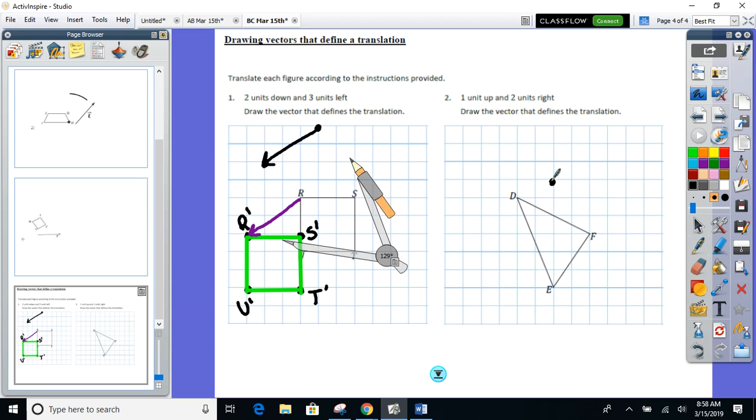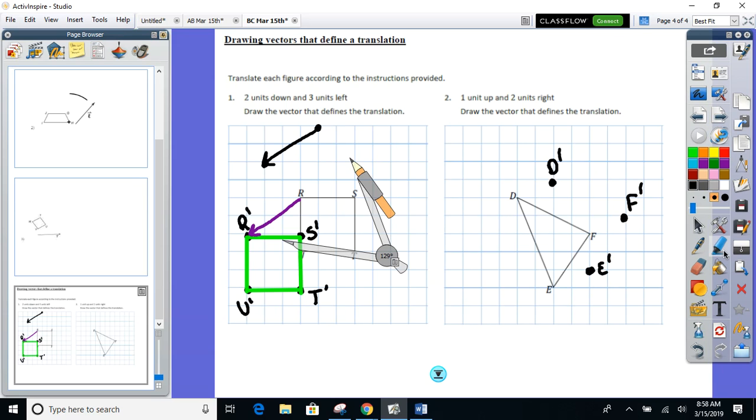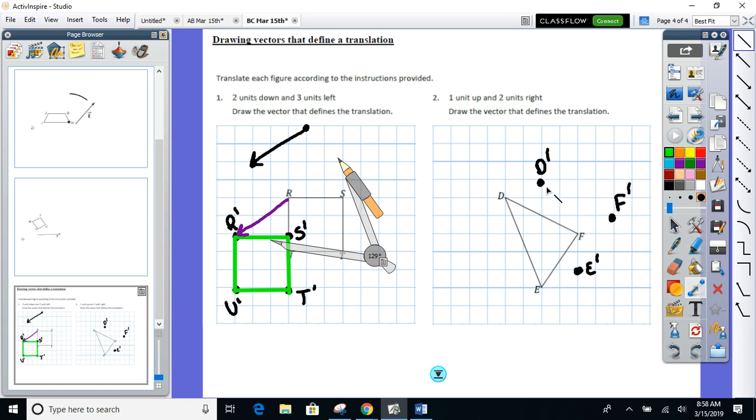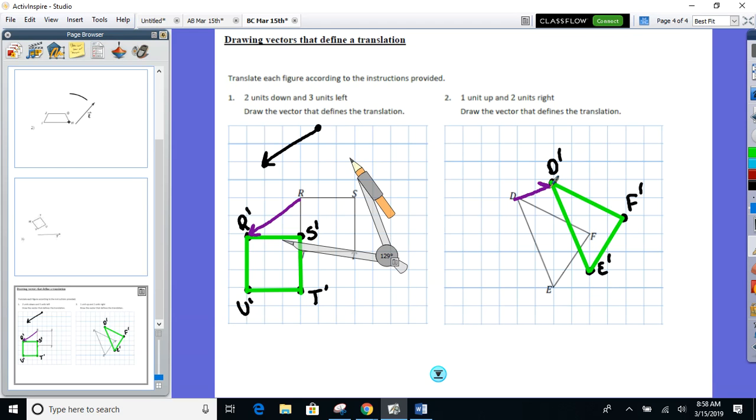1, 2. No compass needed when you're drawing in your own vector. Just make sure, hold on, because I got some instructions for the homework. Just make sure when you draw your vector, you start at the pre-image and end at the image point.